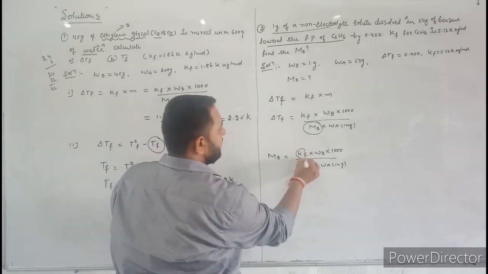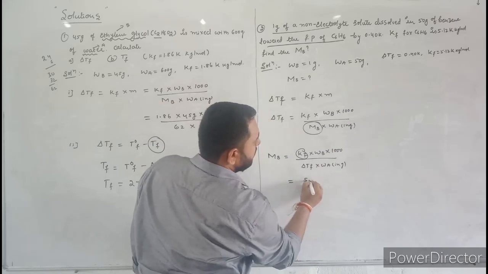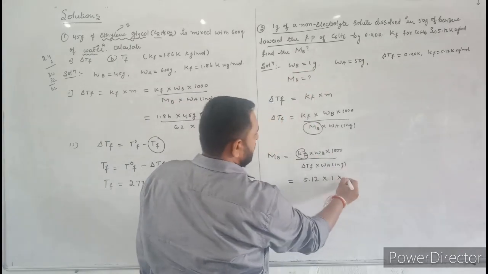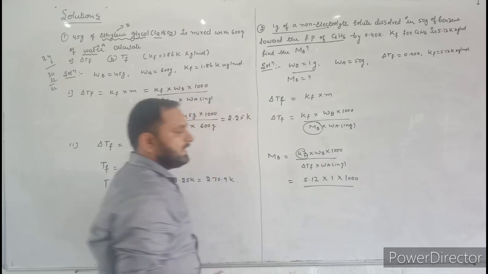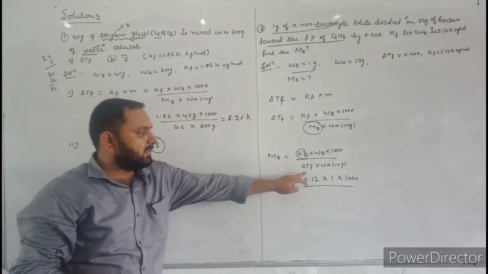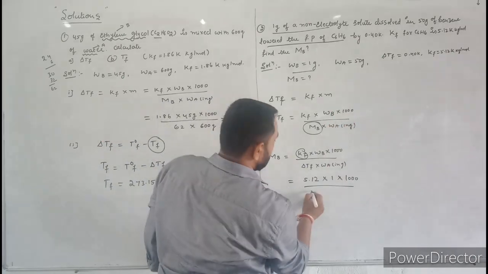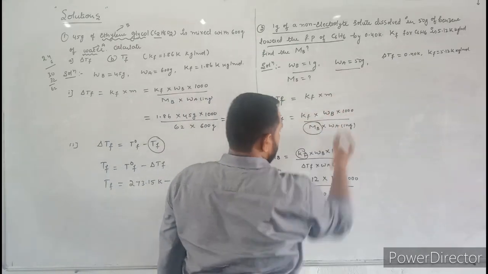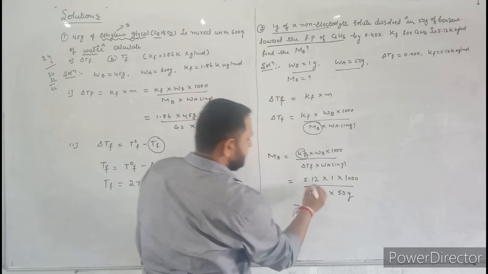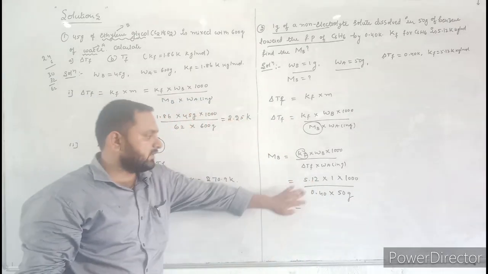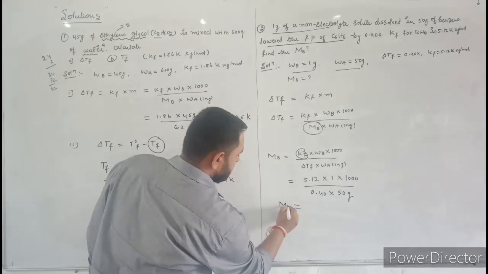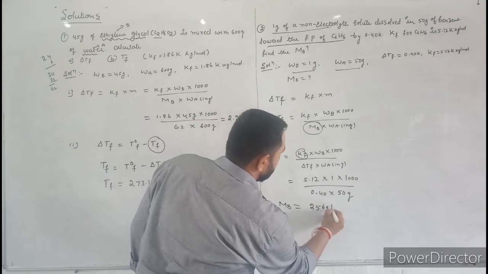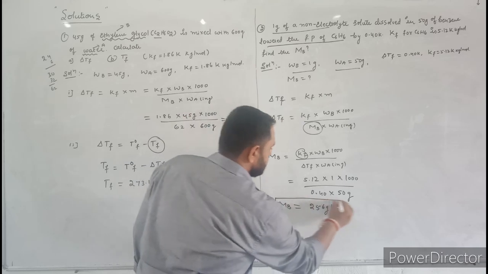Now you just substitute the values of Kf, Wb, delta Tf and the weight of solvent. Here what is the Kf value? The Kf value is 5.12 into the weight of solute, which is 1, into 1000, divided by delta Tf. What is the depression in freezing point? 0.40 into the weight of solvent, which is also given, 50 grams. Just you simplify this one. If you simplify this, you will get the molecular mass of solute. After simplification, nearly you will get 256 gram per mole. This is the molar mass of solute.